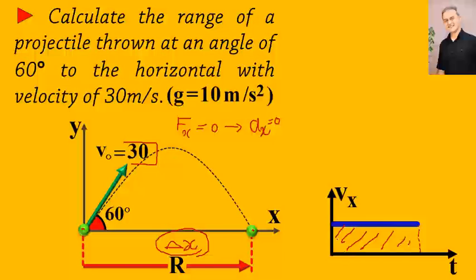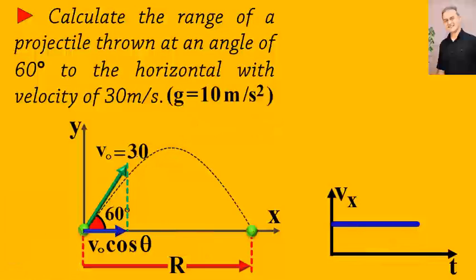For finding the area of this rectangle, I'm going to find this width and this length. This width is easily the value of vx, and the value of vx is the horizontal component of v0, which is v0 cosine of theta. I substitute the values. v0 is 30 and cosine of 60 degrees is multiplied by 30 to give you 15 meters per second. So vx is 15.